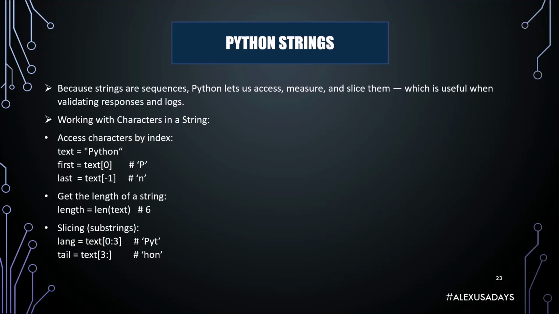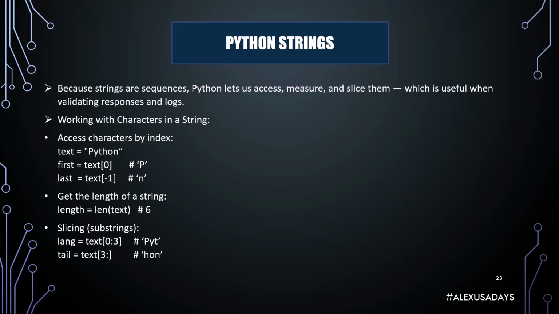Working with characters in a string, you can access characters by index. For example, text equals Python, we stored Python within the text variable. And then we can grab the first letter and store it in the variable first. So text[0] will grab the first letter P. And if we want to grab the last one, we can say text[-1]. The -1 index will always grab the last character in the string. In this case, that will be n. We can also get the length of the string by using the len function and passing text into it. For Python, it will be 6 characters.